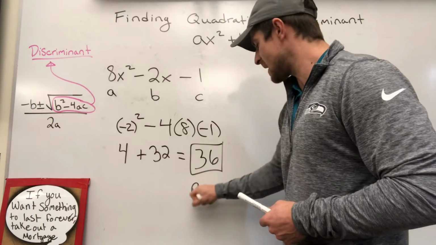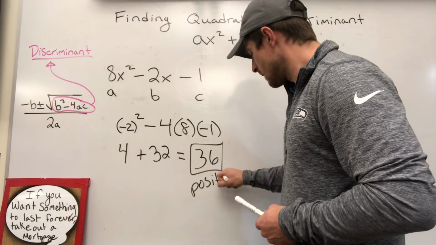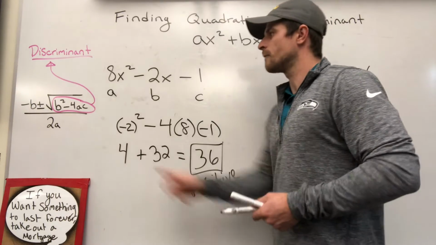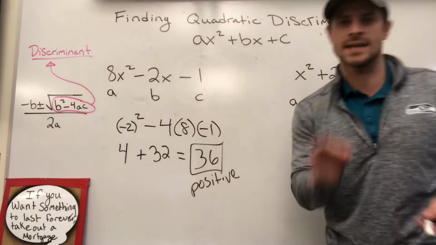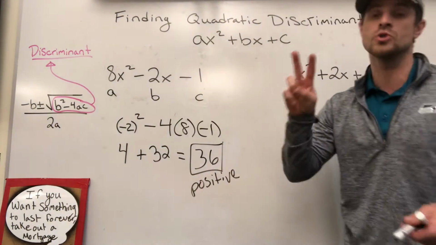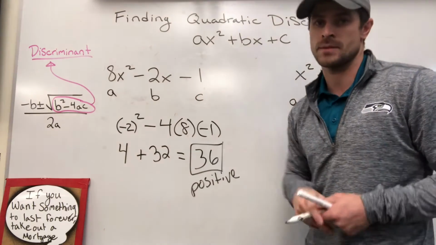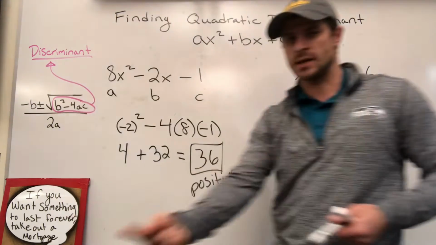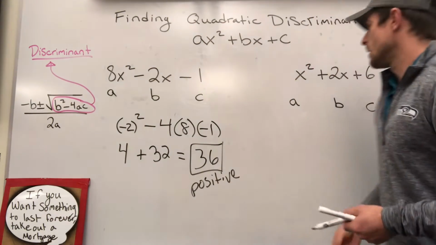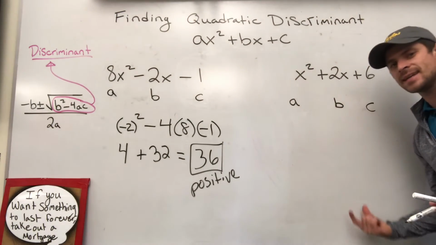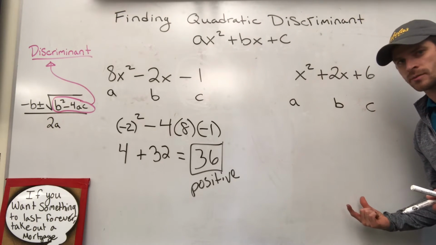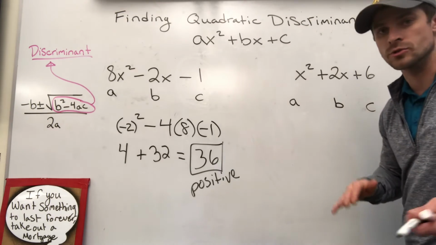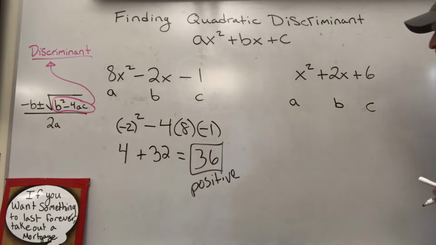So this is a positive result for my discriminant. What that tells me is I'm going to have 2 roots or 2 solutions to the quadratic. Okay? Positive discriminants tell us we're going to have 2 roots. This one here is going to come out as a negative value for its discriminant. What that will mean is that it will have no solutions or no roots. Okay? Let's see how that works out.